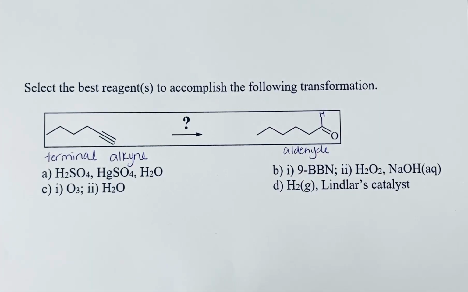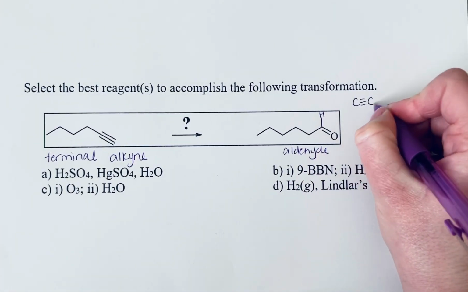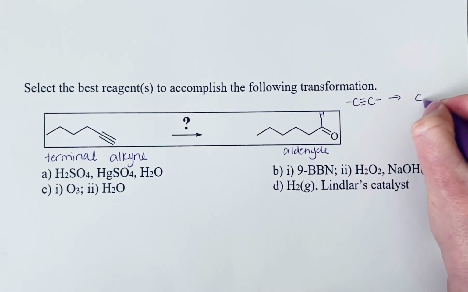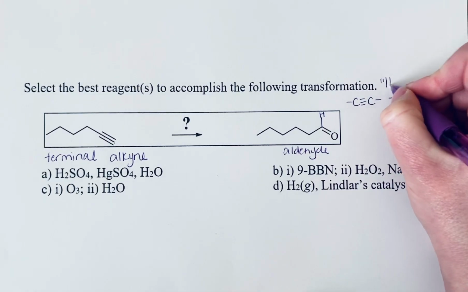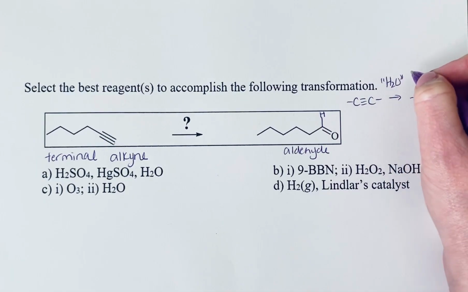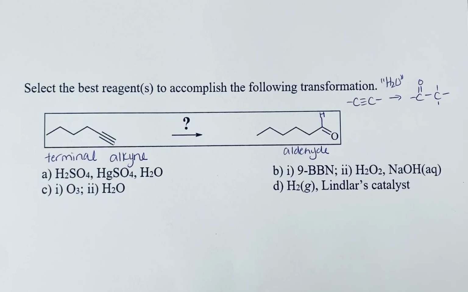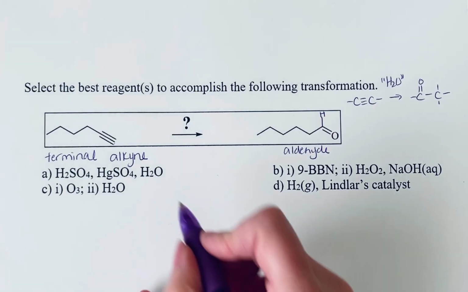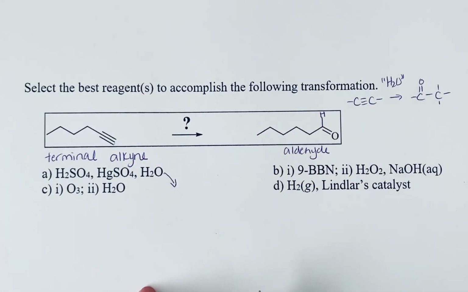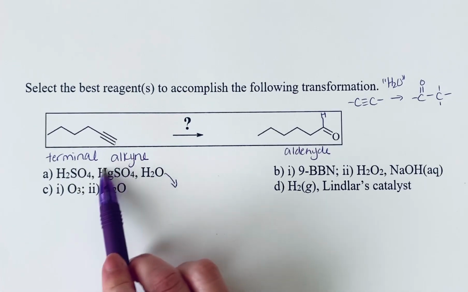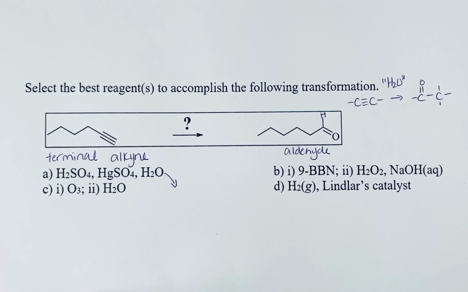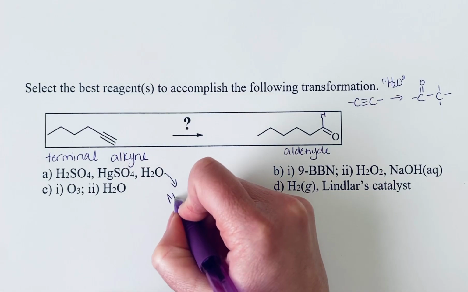So the way that we take alkynes and form carbonyl compounds is by adding water across an alkyne. And so we have two different conditions to add water across an alkyne. One is shown in A, which is acid, a strong acid like sulfuric acid, mercury sulfate, and water. This would give a Markovnikov addition of water.